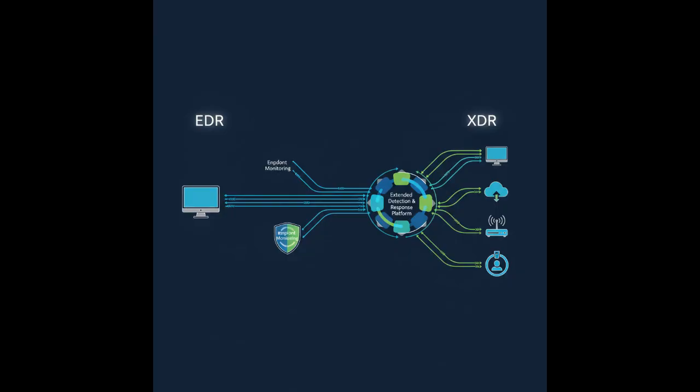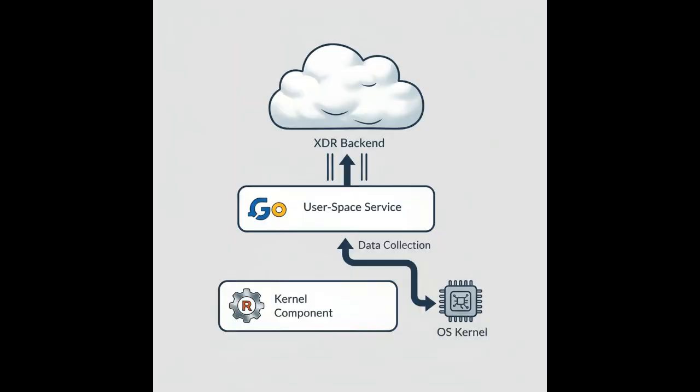This is where XDR comes in. Extended Detection and Response evolved from EDR to solve this problem. It unifies telemetry from multiple security layers: endpoints, the network, cloud environments, email, and identity systems. By consolidating these signals into a single control center, XDR provides the comprehensive visibility needed to detect complex attacks, streamline incident response, and finally overcome analyst alert fatigue.